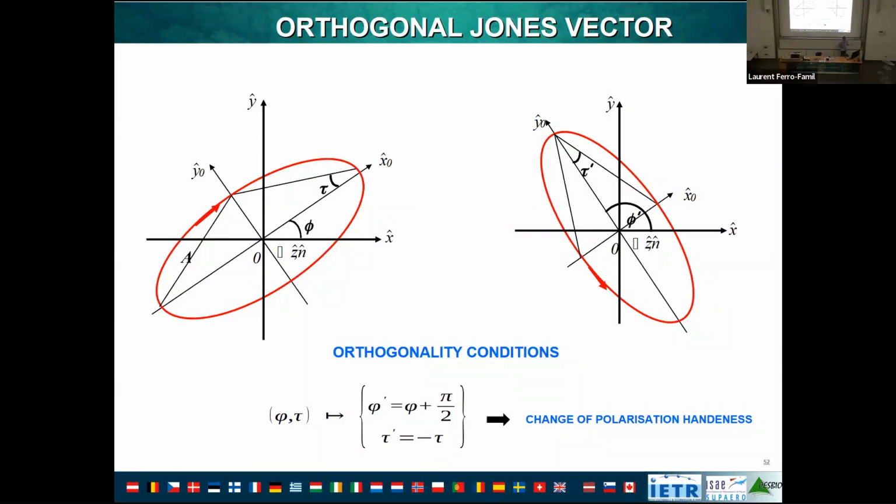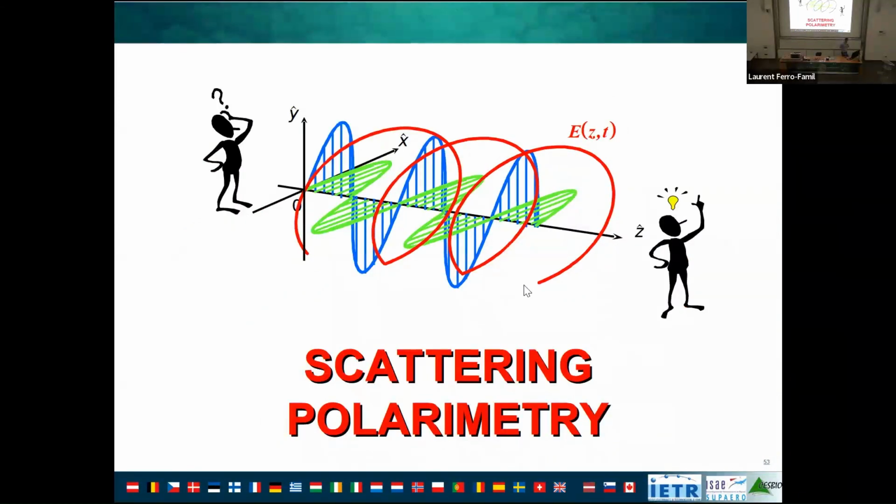How do you define two orthogonal waves? The condition to have an orthogonal basis is that you use two orthogonal polarization states, and it's easy. You just take the phi and tau parameters of this ellipse, okay, and you apply pi over 2 to phi, and you transform tau to minus tau. Okay, and this is over for the theoretical part of my speech.